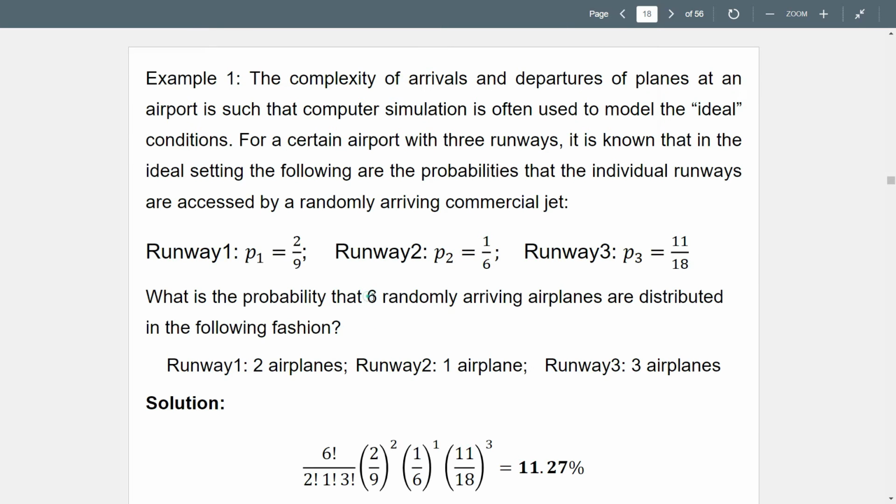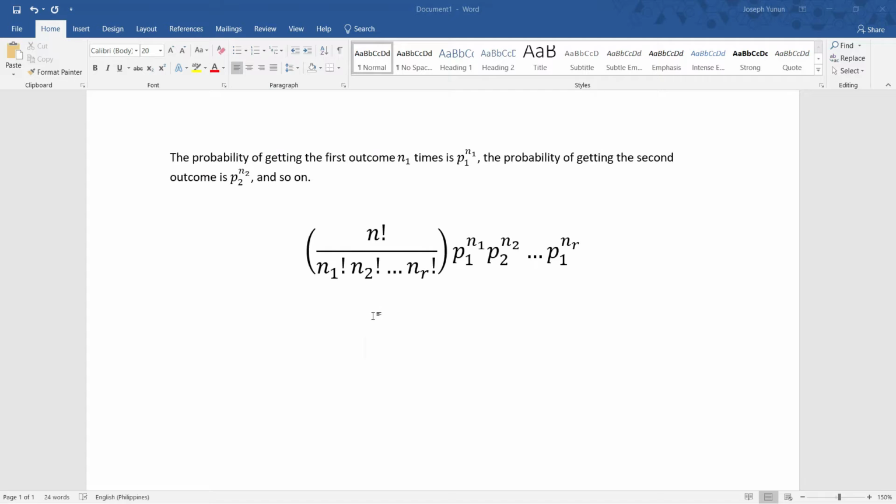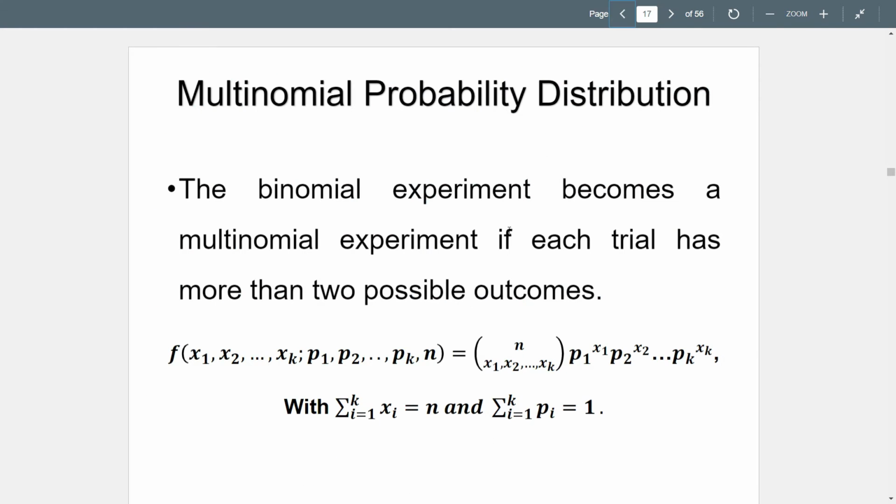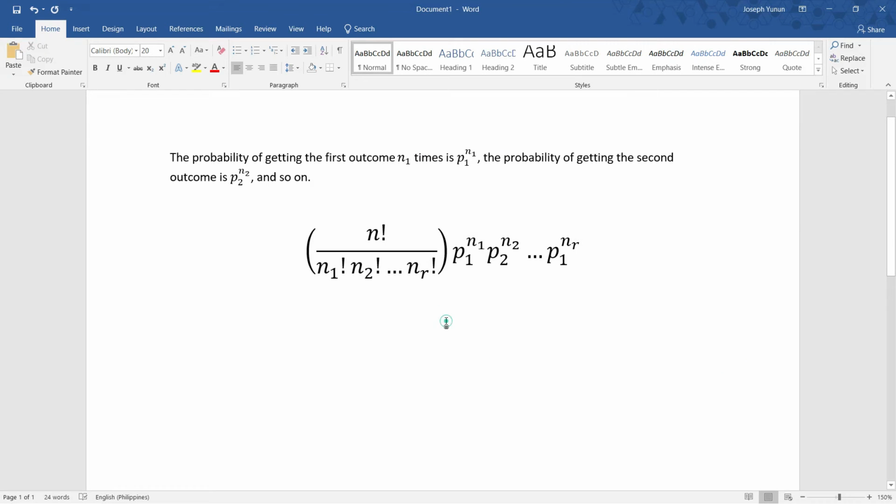Based on my formula here, I could say that this is n1, n2, n3. Or if you go back to the other formula, you can say that it is x1, x2, and x3. But on this given formula, the denominator has n1, so the exponent of their probability of success will be n1.